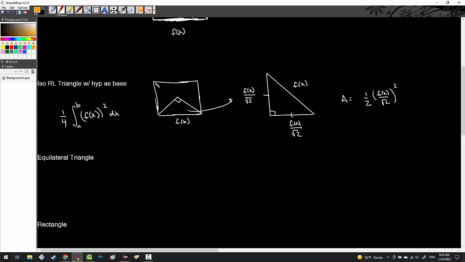Another way we could look at this is if you were to split him down, that would be 1/4 of this square. Another way of looking at it if you wanted to.